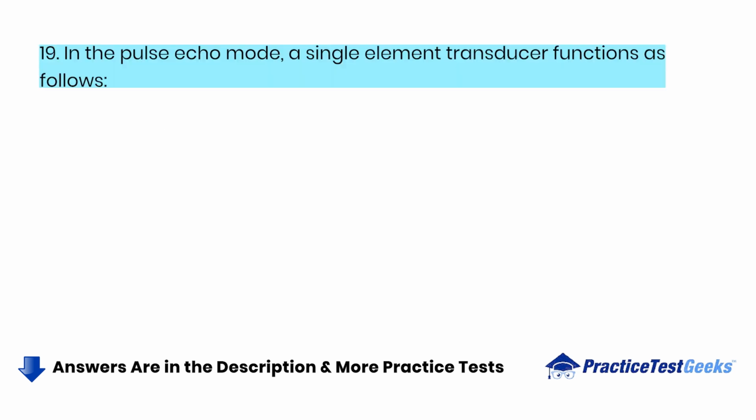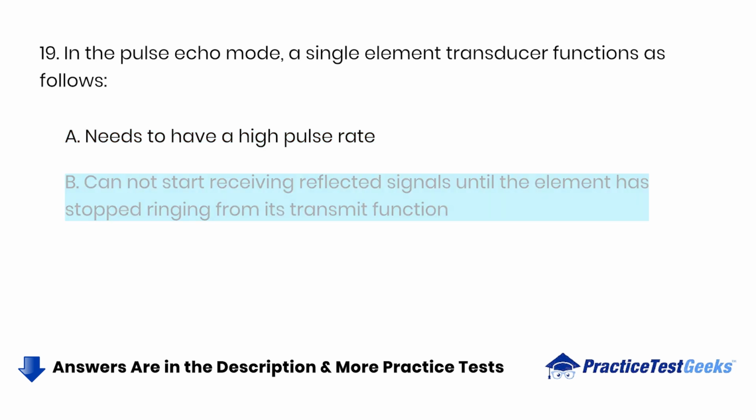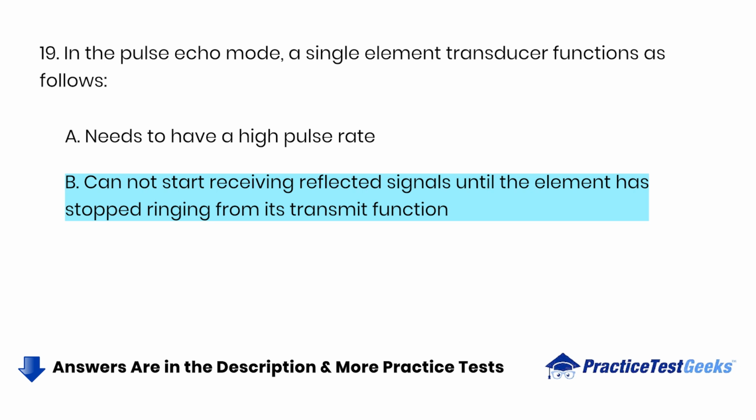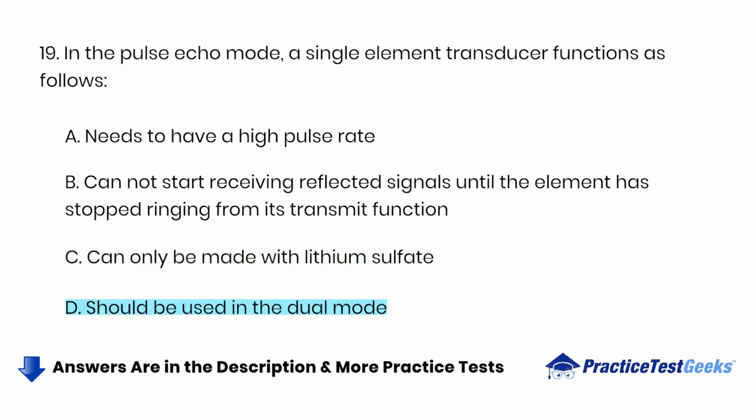In the pulse echo mode, a single element transducer functions as follows. A. Needs to have a high pulse rate. B. Cannot start receiving reflected signals until the element has stopped ringing from its transmit function. C. Can only be made with lithium sulfate. D. Should be used in the dual mode.